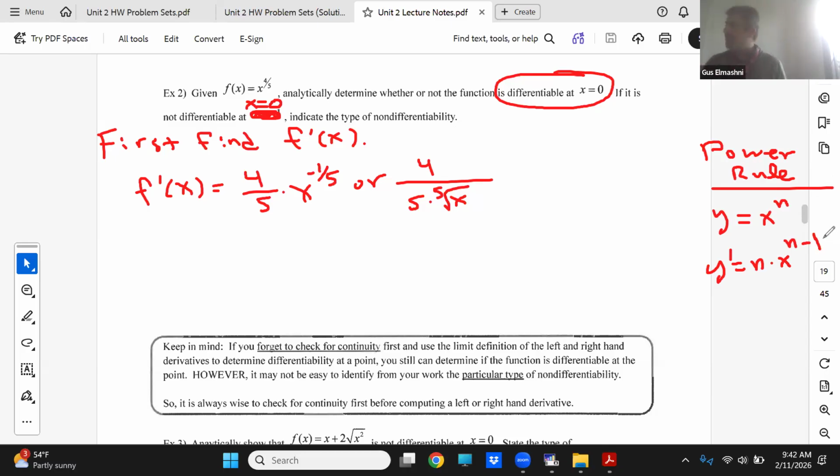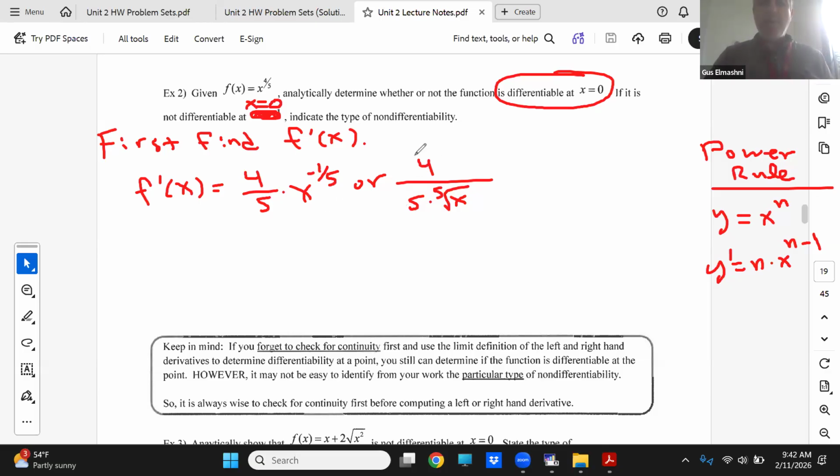That's what the power rule says. So you move the exponent to the front. If it's written in this format, it's just a plain old number, plain old letter x raised to some exponent, move it to the front, drop it by 1. So that's what I did. I moved the 4/5 to the front, dropped it by 1.